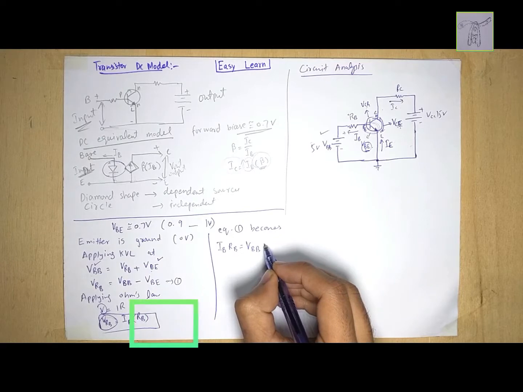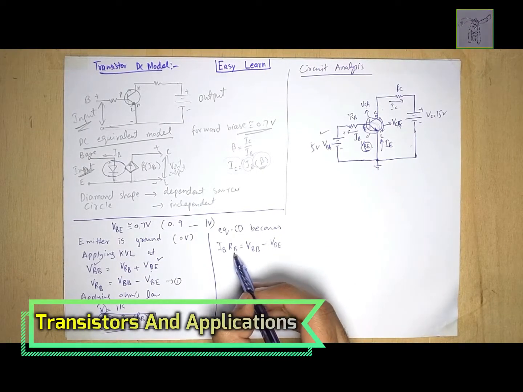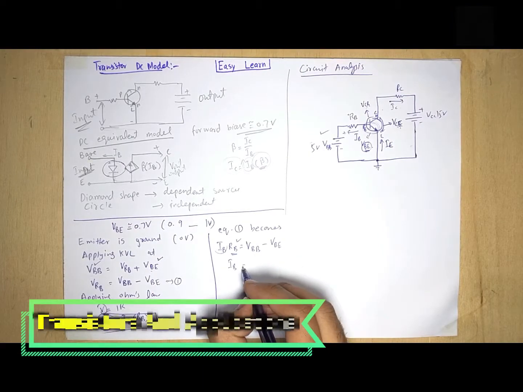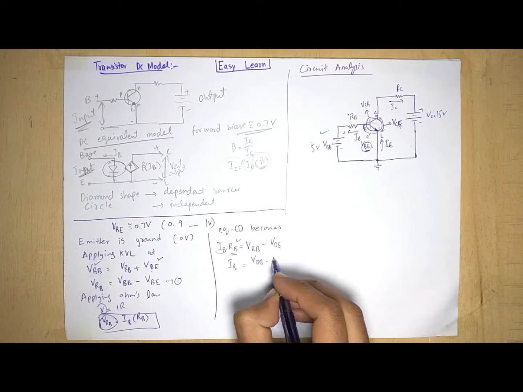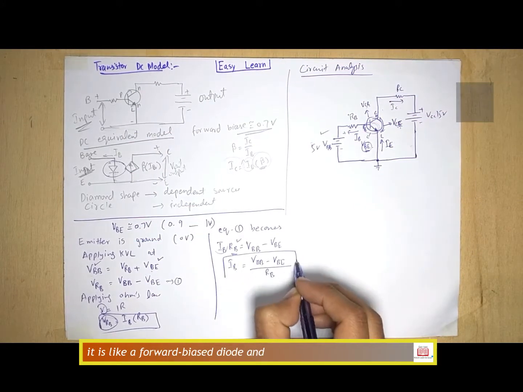Next, the right-hand side is the same, V base emitter. So here RB is also known, and we can now calculate the base current from this: VBB minus VBE, divided by RB. So this is a formula.